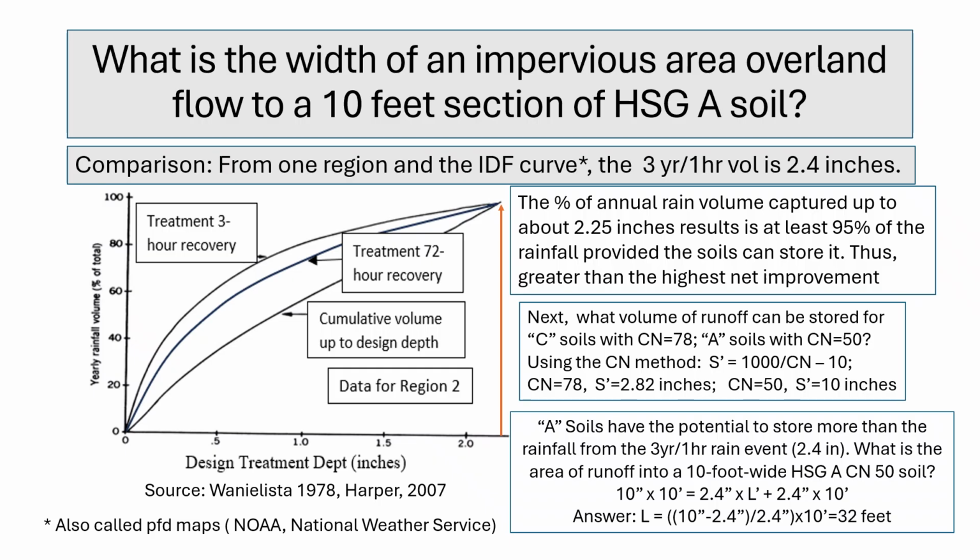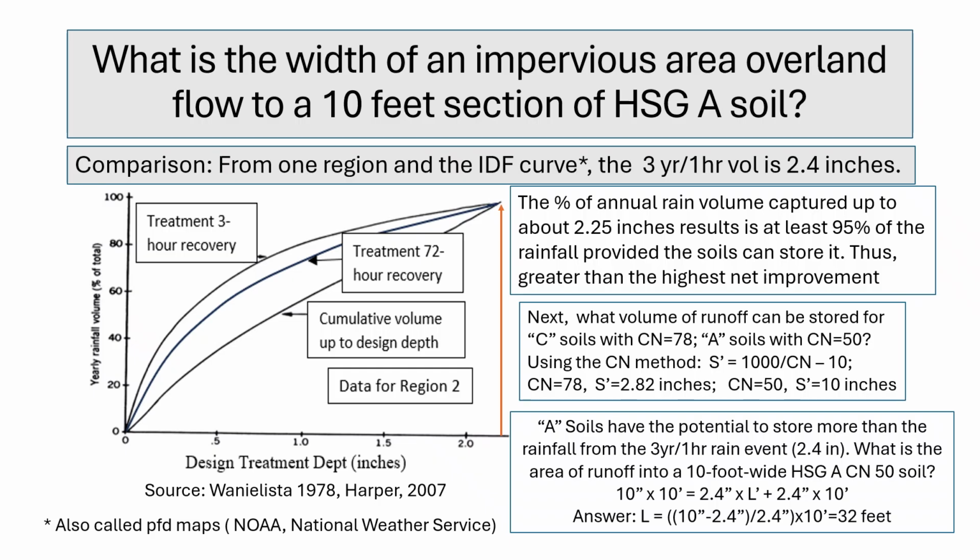For HSGA soils, which are sandy soils with excellent infiltration characteristics, the potential storage is quite significant. Using the curve number method, the maximum soil storage S is calculated as 1000 divided by the curve number, minus 10. For an A soil with a curve number of 50, that gives a storage capacity of 10 inches. For a C soil with a curve number of 78, the storage capacity is only about 2.82 inches. So A soils can store far more water than C soils.